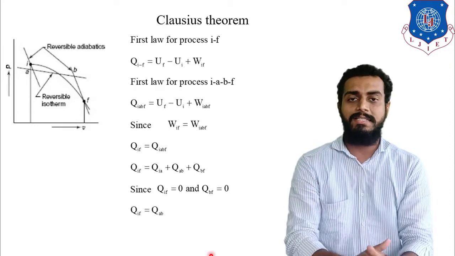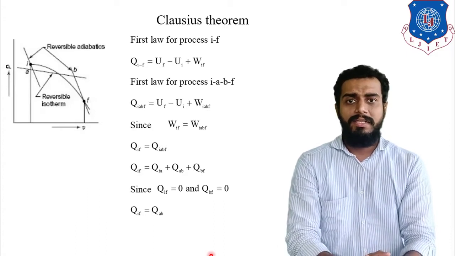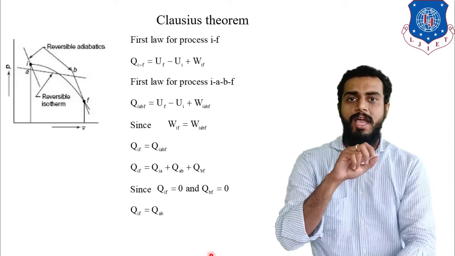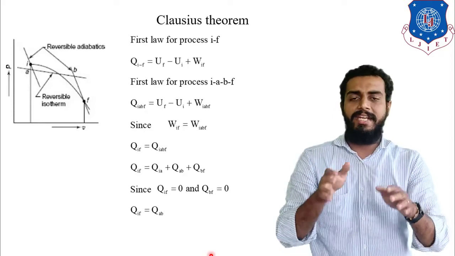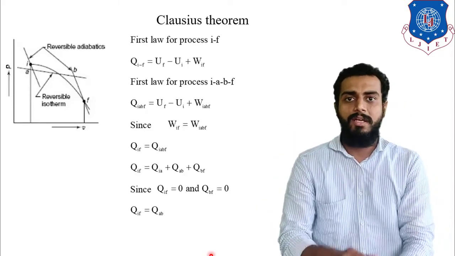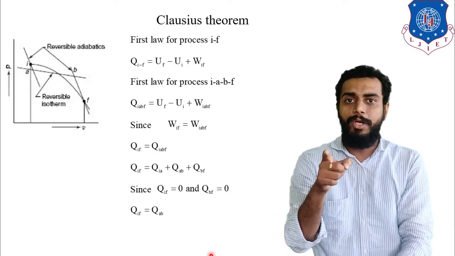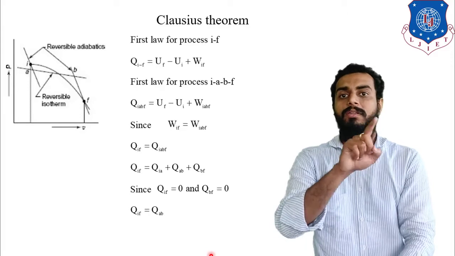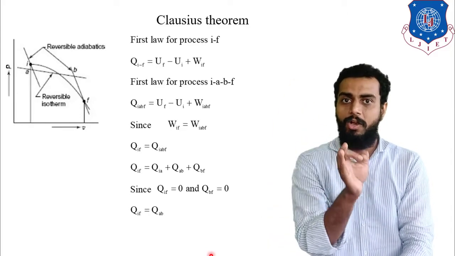Now what is the meaning of this sentence? Very simple. The meaning of this sentence is very simple, that if you replace any reversible process by a combination of three processes, that is two reversible adiabatic and one reversible isothermal process, then the heat transfer during the isothermal process will be equivalent to the heat transfer during the original process. Okay, so that is the meaning of this sentence.